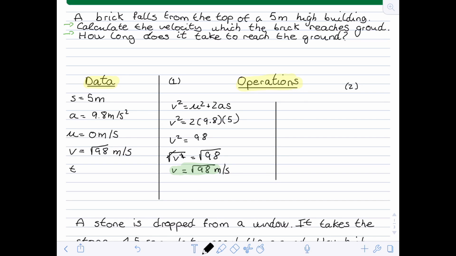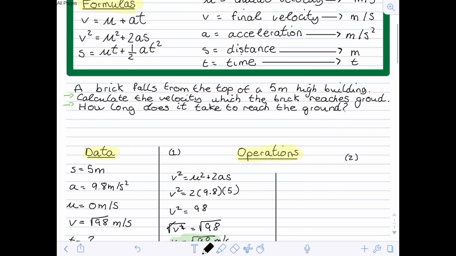Basically, it's the time it takes to reach the ground. Time is going to be our variable now. So what formula can we use? Well, we can use the first one again: v is equal to u plus at.